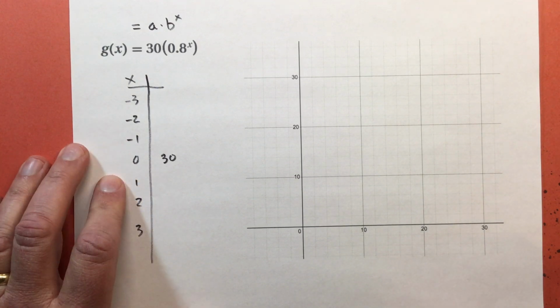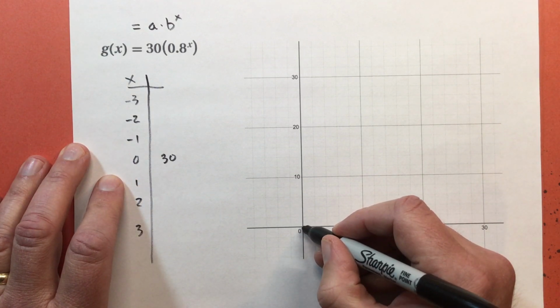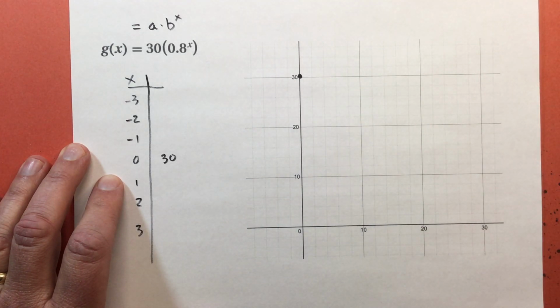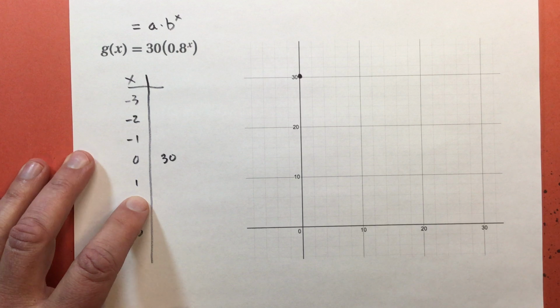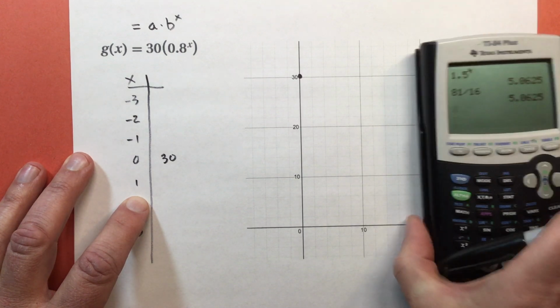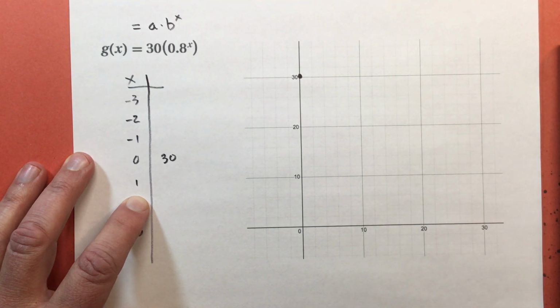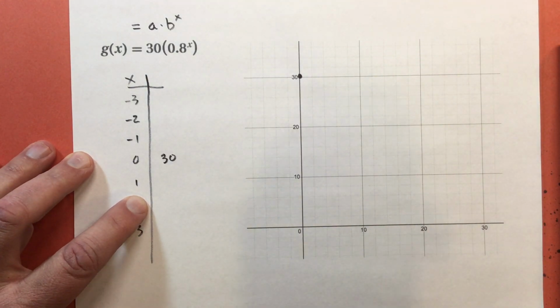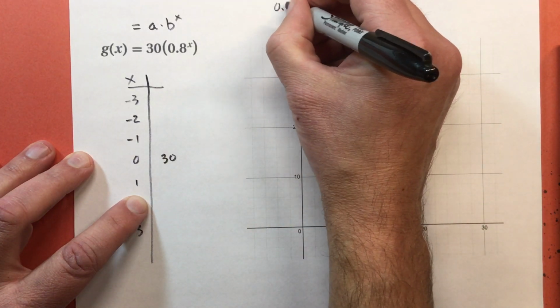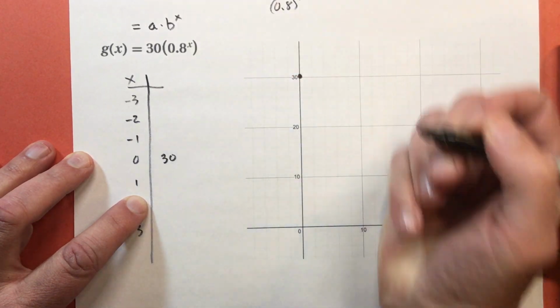So where do I graph it? When x equals 0, y equals 30, which is right here. Now the next one, certainly you can grab the calculator, but let's see if we can talk about it first. Okay? I need some space here. I'm going to have 0.8 to the first power.